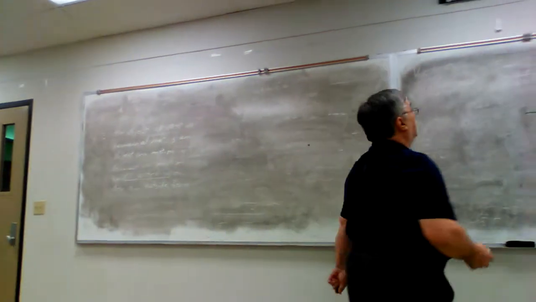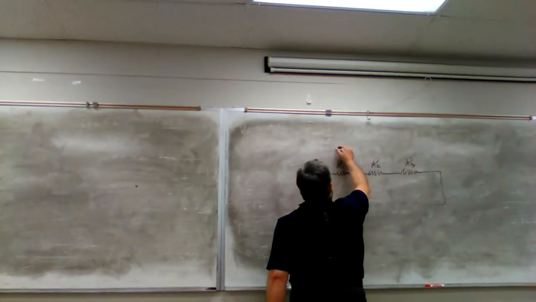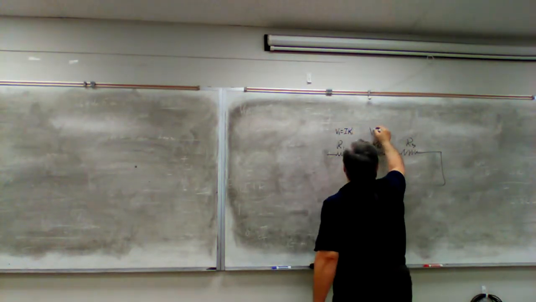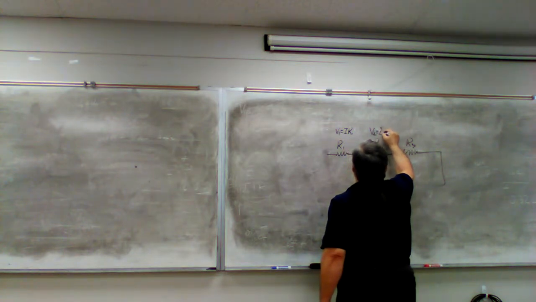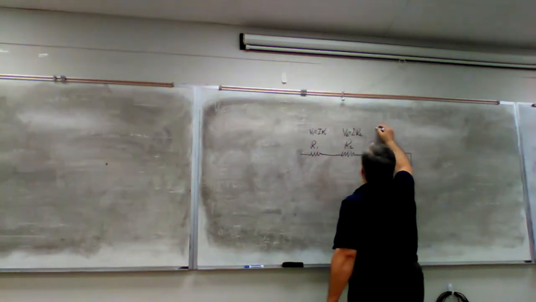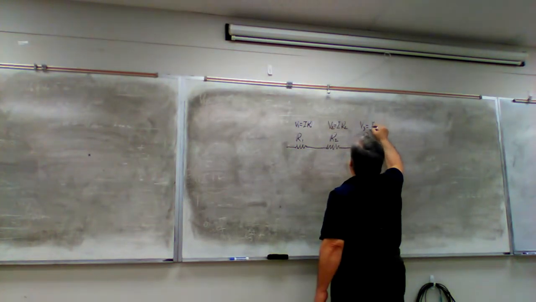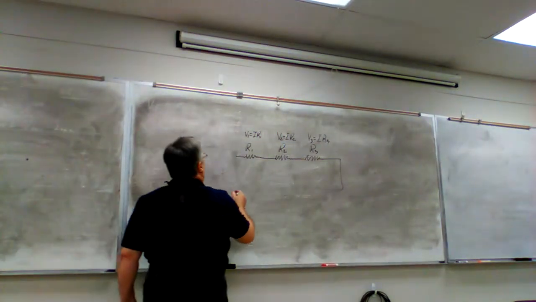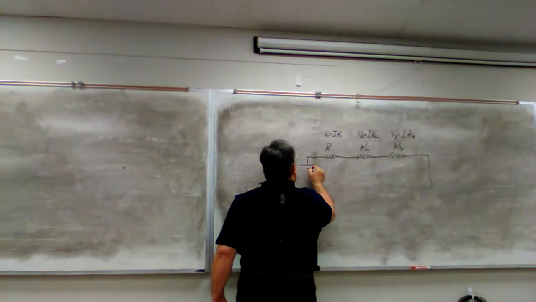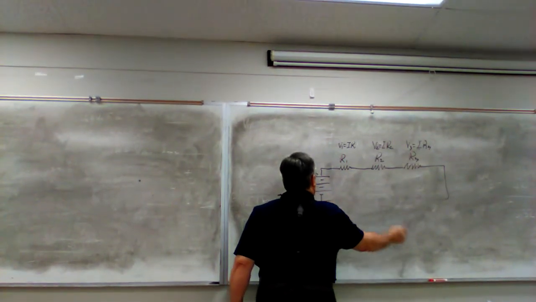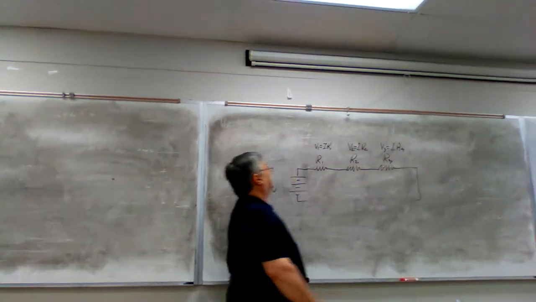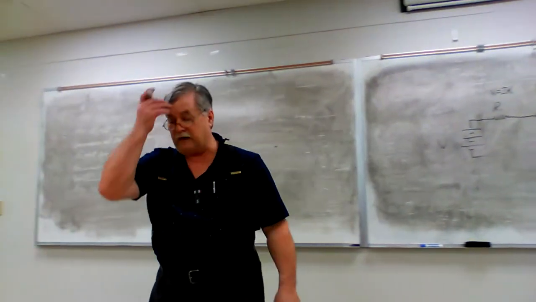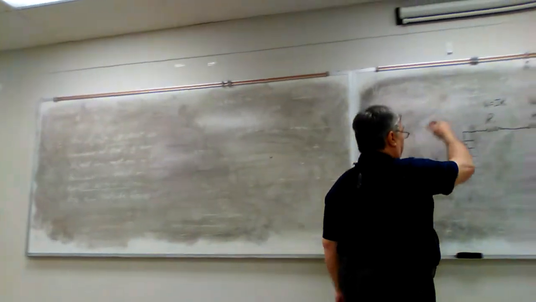Right? So the voltage here, the voltage here, and the voltage here, well, the total voltage applied to the circuit has to be equal to the sum of the voltages around the circuit.